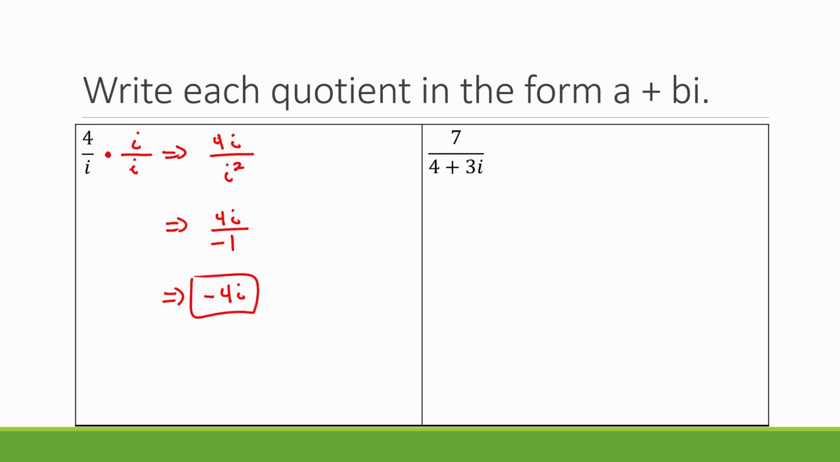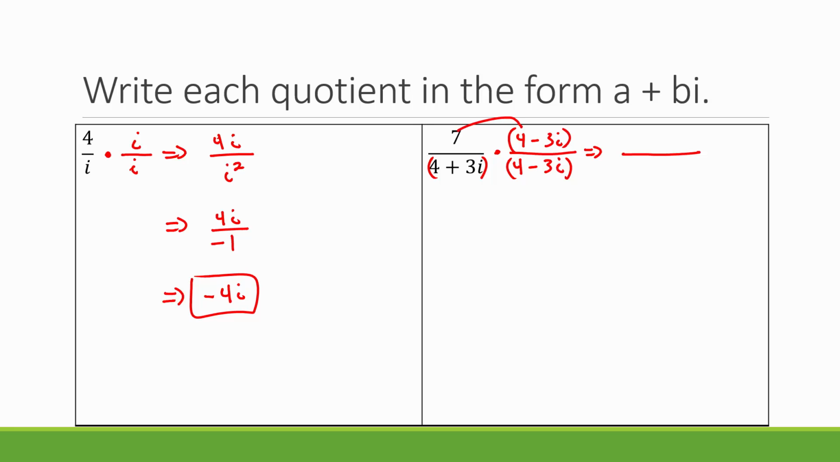Okay, what if we have 7 over 4 plus 3I? So this time we have a binomial in our denominator with a complex term. So to get that complex term out of there, we want to multiply by the conjugate, which is 4 minus 3I. So in our numerator, we will use our distributive property. In our denominator, we're going to use our shortcut.